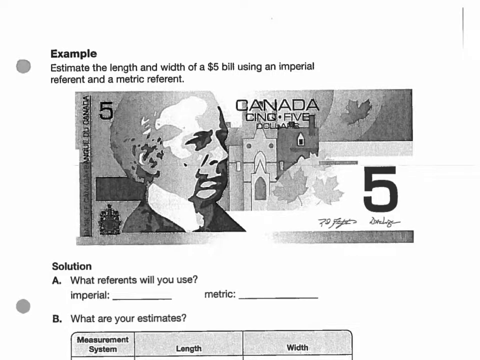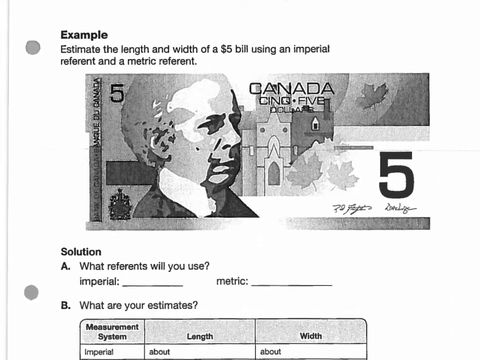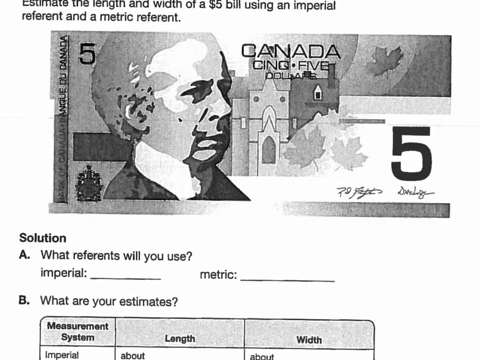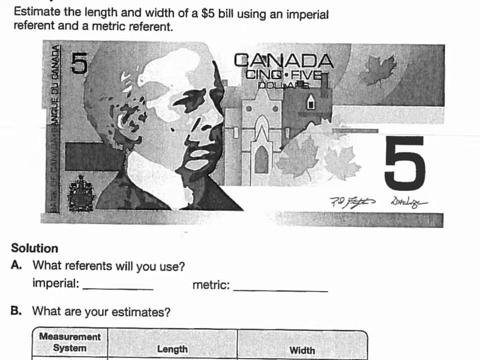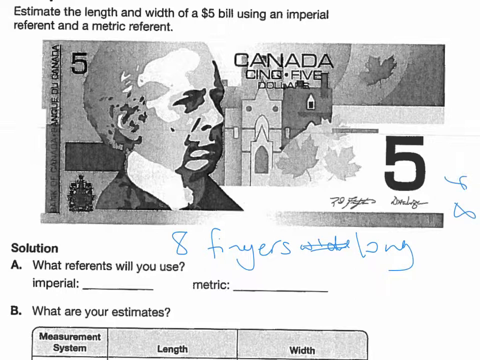So here's an example. Estimate the length and width of a $5 bill using an imperial referent and a metric referent. Well, I might look at this and go, if you have a $5 bill, you can pull it out and actually do it. On here, you could say, well, it's about, let's say 8 fingers wide, and long, and maybe, let's try that one again, 4 fingers, that way.